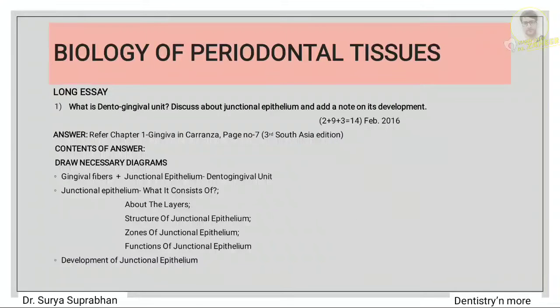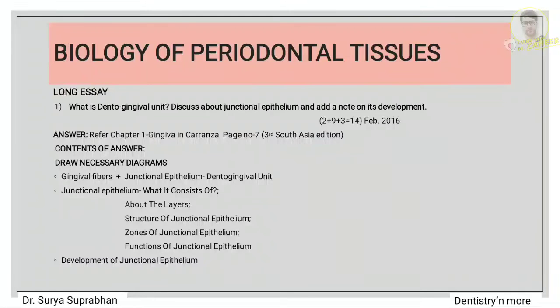Coming to the first question, what is dentogingival unit, and discuss about the junctional epithelium and add a note on its development. So this is a direct question from chapter 1, gingiva in Carranza. I have even added the page number for your references and convenience. So coming to the contents of this answer. First part, that is what is dentogingival unit. It is nothing but the gingival fibers and the junctional epithelium, they together form the dentogingival unit.